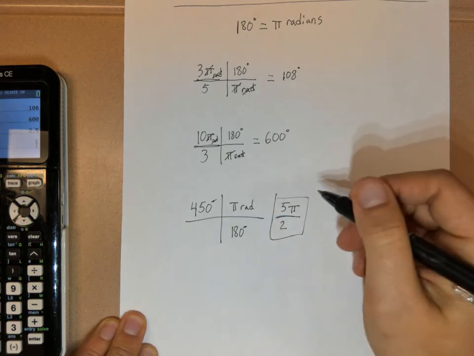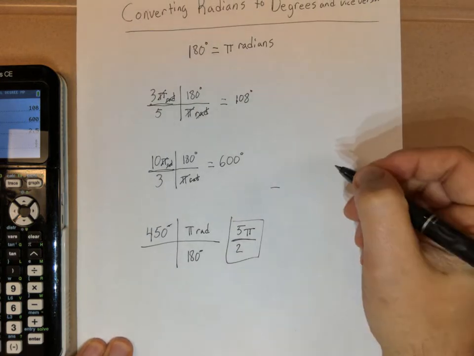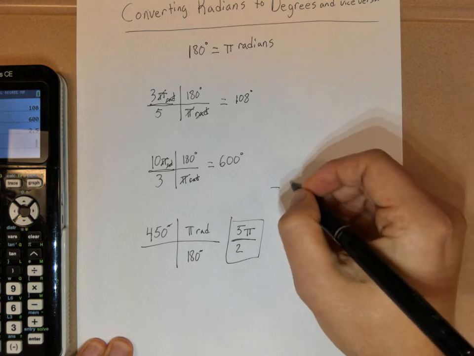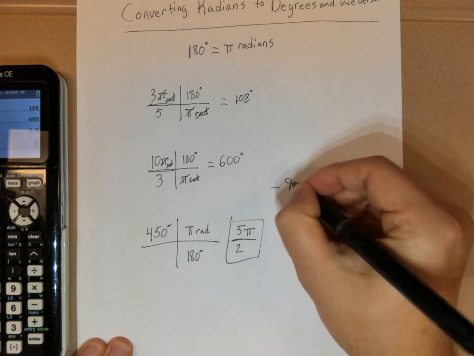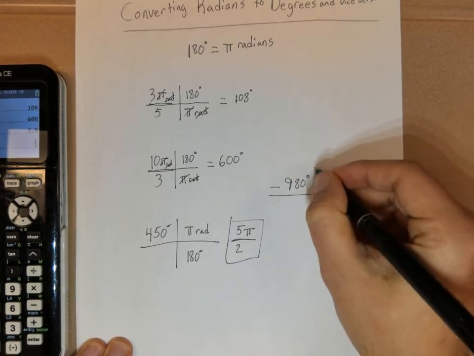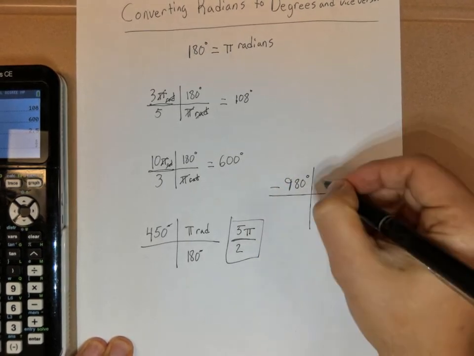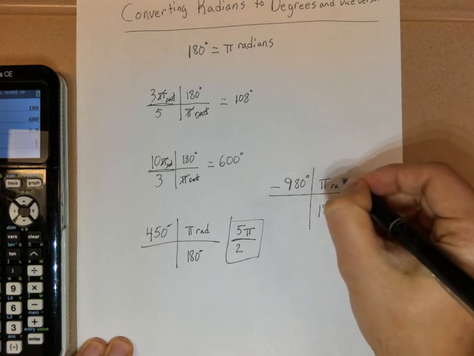And then you can do that with any degree measure. We'll do one more example. Let's say I had negative, and the negative really won't affect anything, let's say I had negative 980 degrees. Same thing, set it up. The unit you want to get rid of goes in the denominator. The unit that you want goes in your numerator.